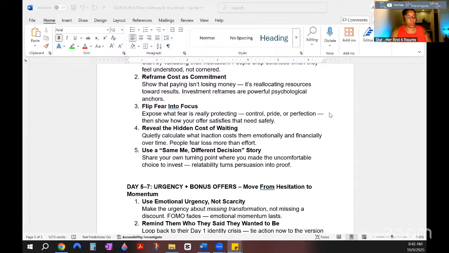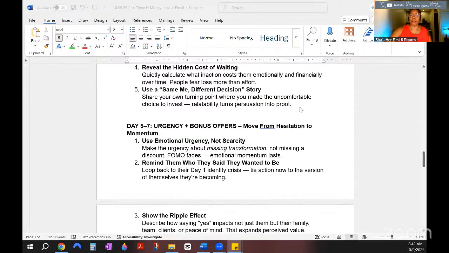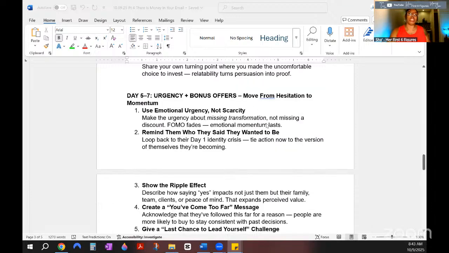All right, cool. Day 5. Again, this can be a 5 to 7 day sequence. I like 5 days, so I'm only doing your 5 days. So this is the urgency plus bonus offers. This is supposed to be the email that really pushes them over the edge to make a decision now or sooner rather than later. So move from hesitation to momentum.